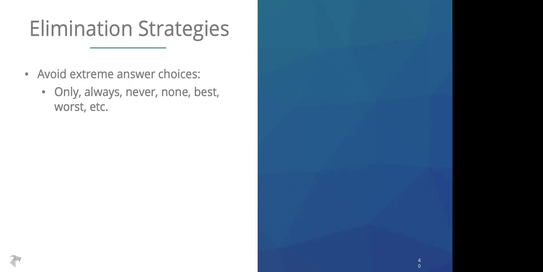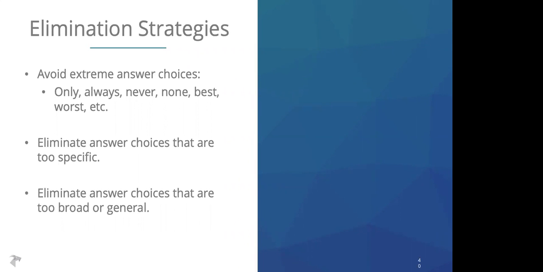In general, you want to avoid answer choices that are too extreme. If you see answer choices with words like only, always, never, or other extreme words, these are unlikely to be the correct answer. You should only choose them if you're absolutely sure that the sentiment is in the passage as well. Also, avoid answer choices that are too specific or too broad or general. These are unlikely to be the correct answer. So the answer choice scope should reflect the scope of the question. So make sure you know the scope of the question and the scope of the answer choice that you're going to select match.